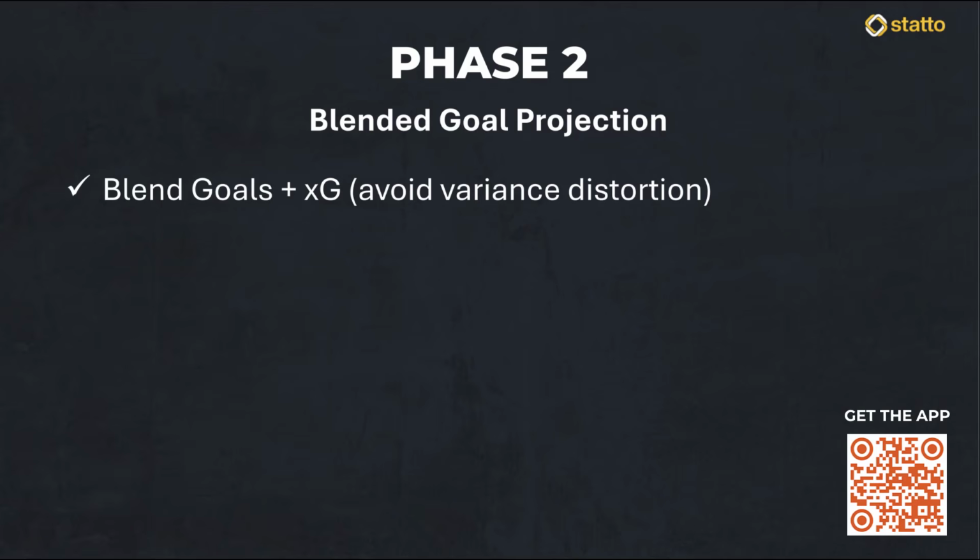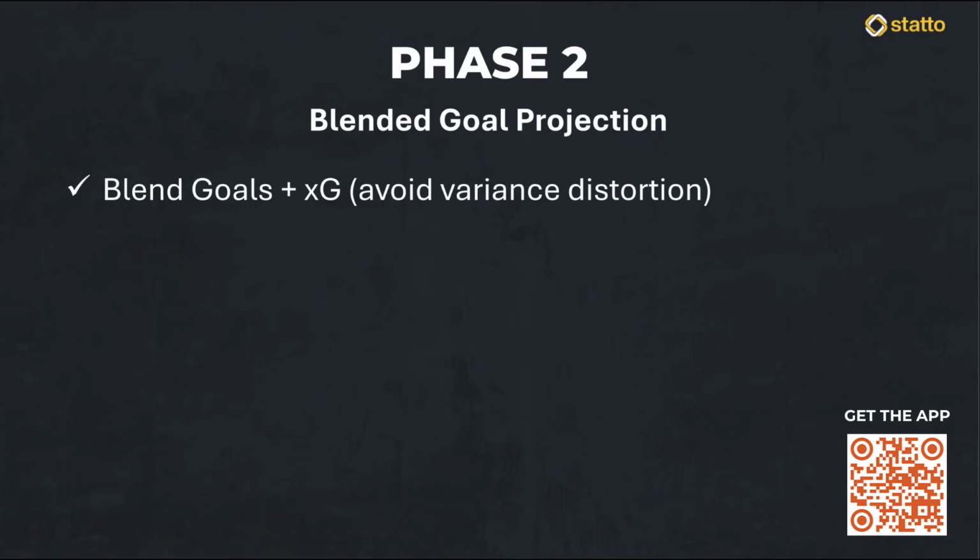The reason this matters is that actual goals can often be misleading. A team might score 3 goals but only create 1.0 worth of expected goals, meaning they were incredibly lucky. Conversely, a team might fail to score despite creating 3.0 xG. If you only look at the scoreline, you are missing the truth. What most people do wrong here is they only look at the goals column. We approach this correctly by blending goals and xG together to smooth out that variance.